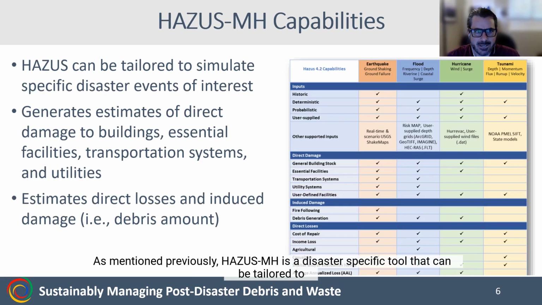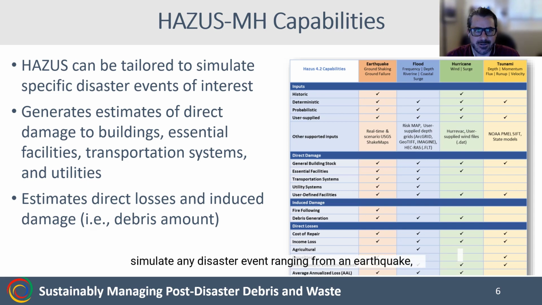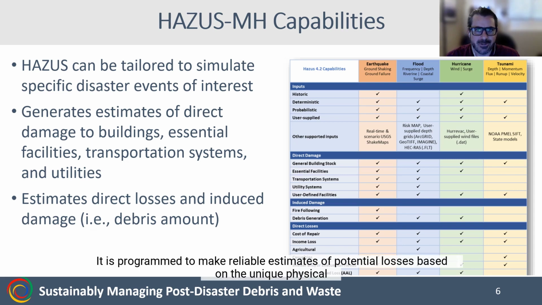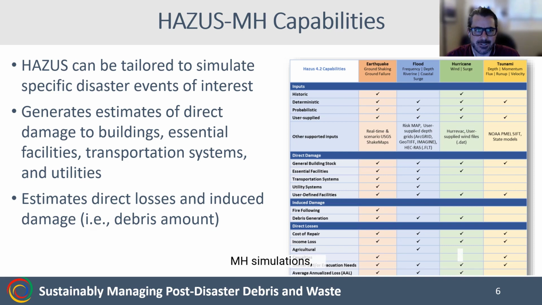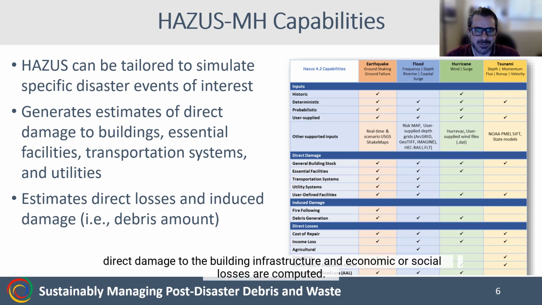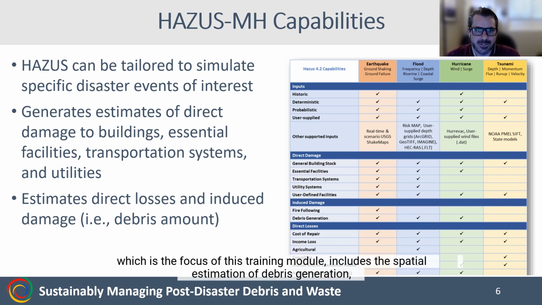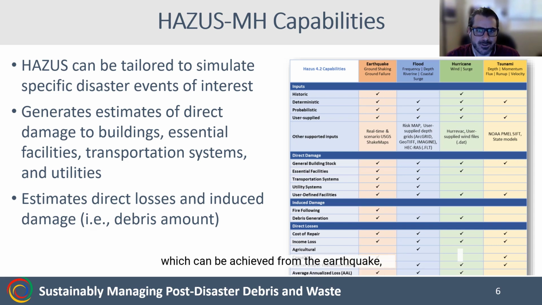As mentioned previously, HAZUS-MH is a disaster-specific tool that can be tailored to simulate any disaster event ranging from earthquake, flood, hurricane, or tsunami. It is programmed to make reliable estimates of potential losses based on the unique physical or meteorological characteristics of the disaster event. As output from the HAZUS-MH simulations, direct damage to the building infrastructure and economic or social losses are computed. Induced damage, which is the focus of this training module, includes the spatial estimation of debris generation, which can be achieved from the earthquake, flood, and hurricane simulation frameworks only.